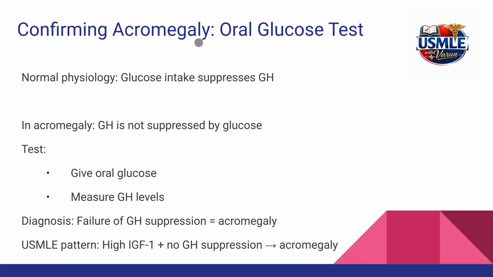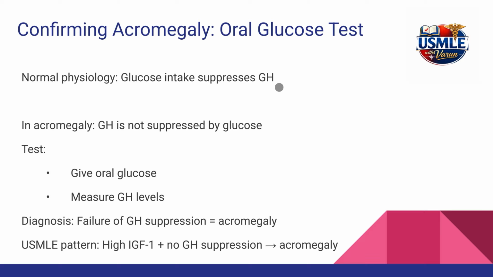Whereas to confirm acromegaly, we use the oral glucose test. Normally, glucose intake suppresses growth hormone. In acromegaly, growth hormone is not suppressed. So after giving oral glucose, a failure of growth hormone suppression confirms the diagnosis of acromegaly. This is the normal physiology: suppression of growth hormone secretion after glucose intake. Whereas in acromegaly, growth hormone is not suppressed.